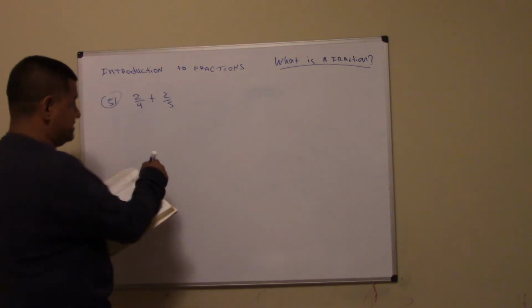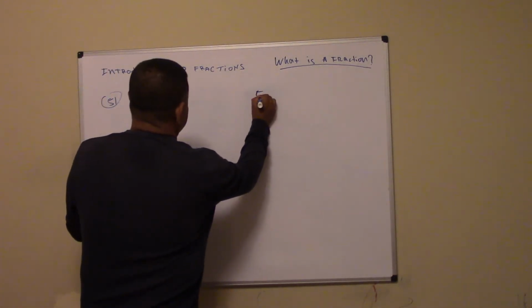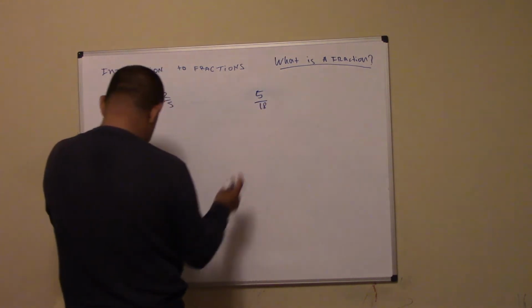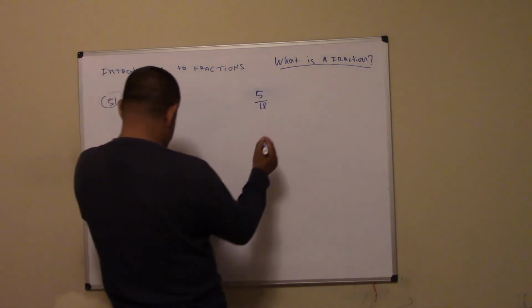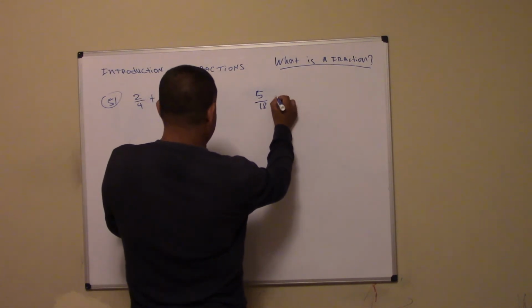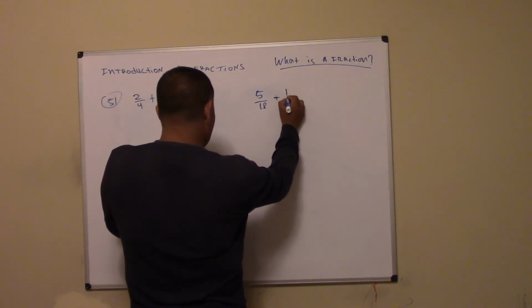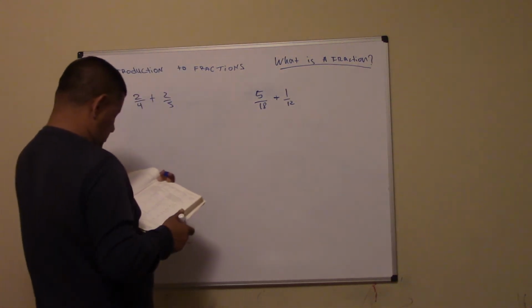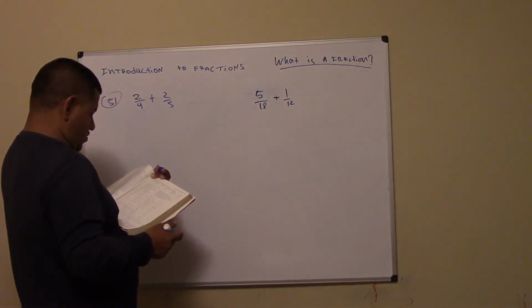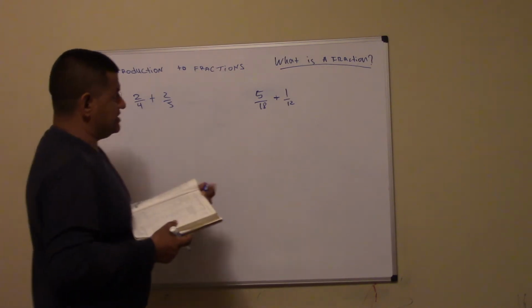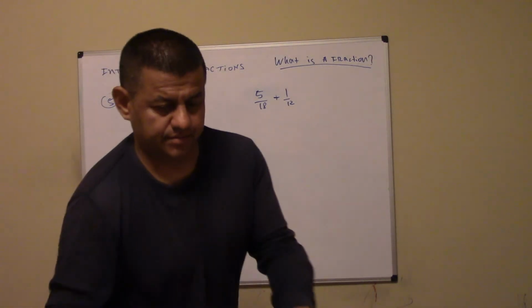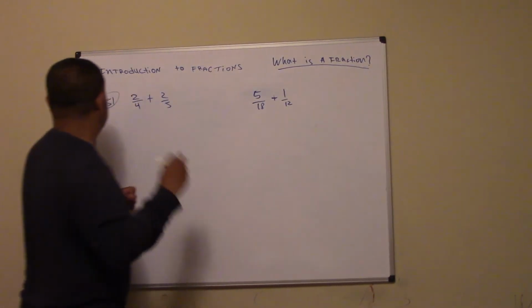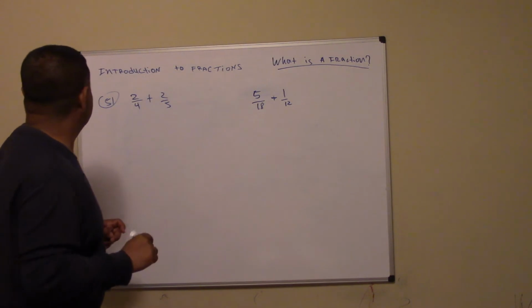So 51 is 5 over 18 plus 1 over 12. Let's do this. If I have time, I will do another one. Let's do these two problems.